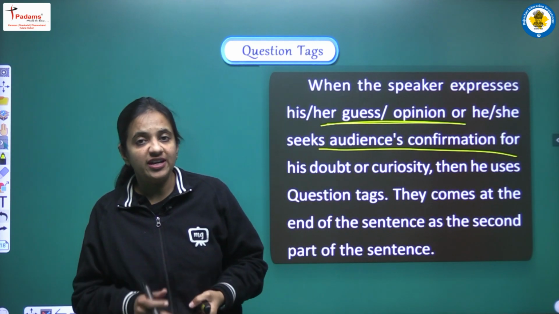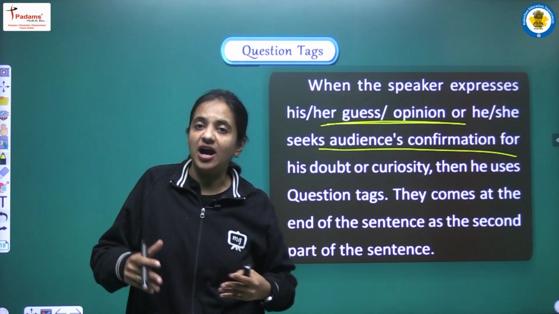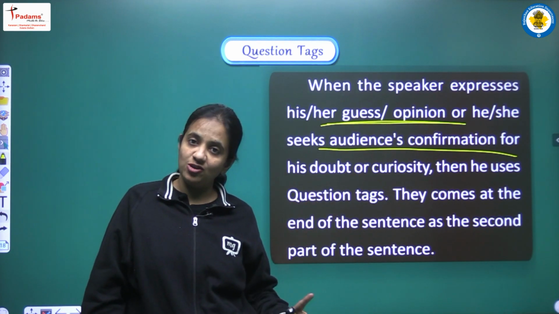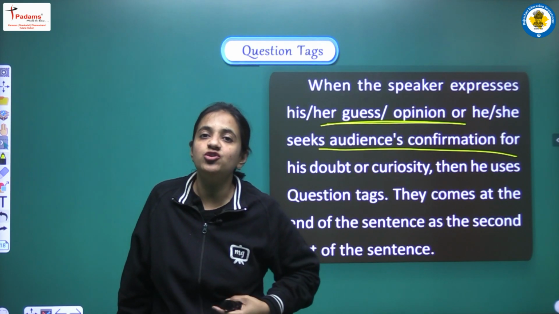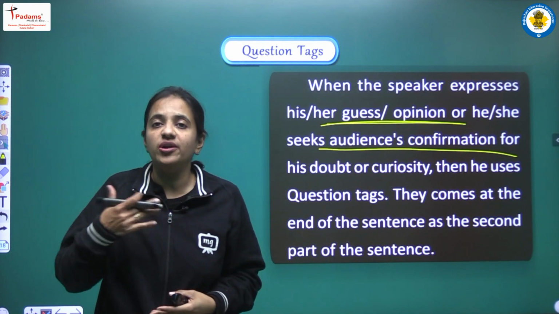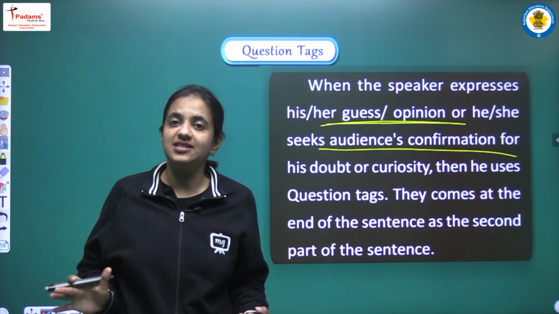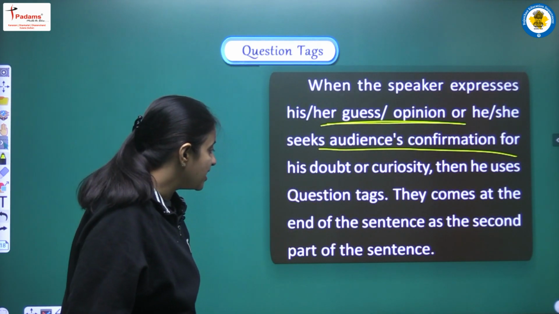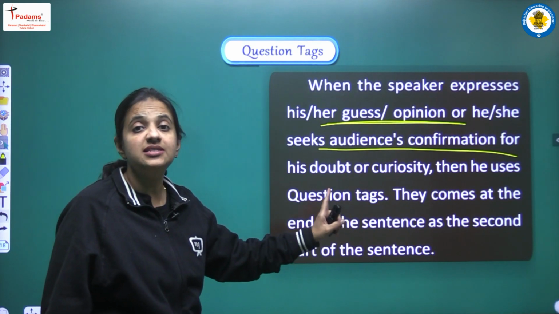Okay, so question tags are not a normal question, but they are a part of a sentence and they are known as question tags. And why we use question tags, we have discussed: because when we are trying to show our guesses, our opinion, and when we are trying to seek audience confirmation, then we can use question tags in a sentence. Clear?